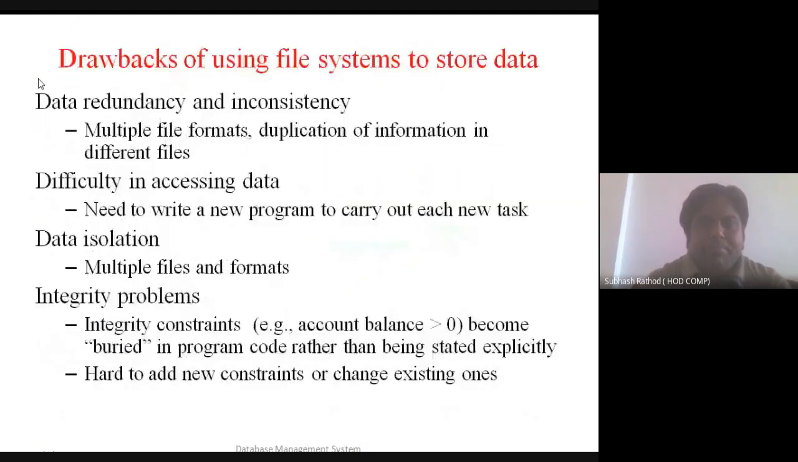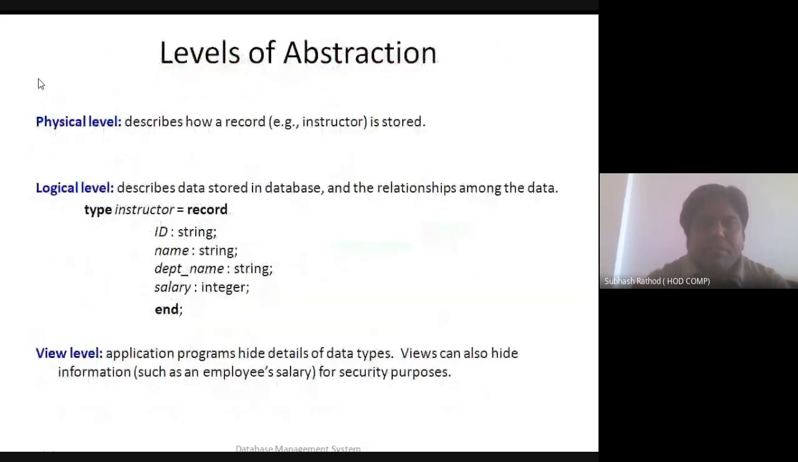The second level is the logical level. Sometimes it is also called the conceptual level. The conceptual level describes the data stored in the database and the relationship among the data. Remember, here the very important word is relationship. It is a logical word, right?